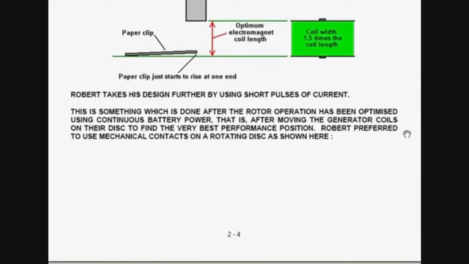Robert takes his design further by using short pulses of current. This is something which is done after the rotor operation has been optimized using continuous battery power. That is, after moving the generator coils on their disk to find the best performance position and controlling the length of the pulse with the timing disc.